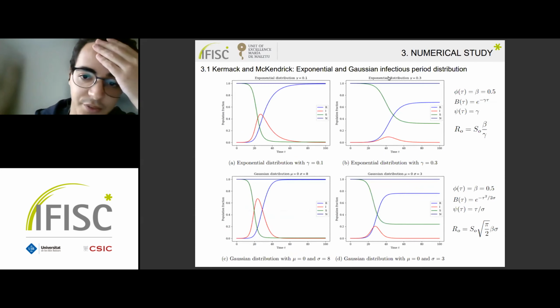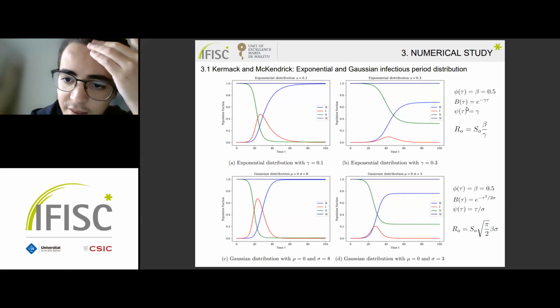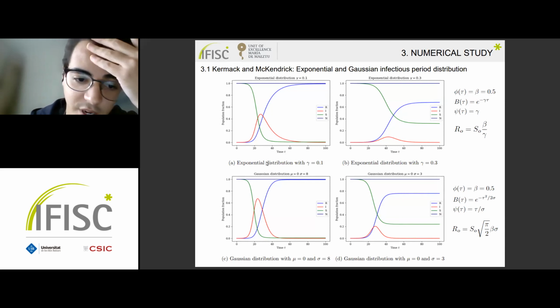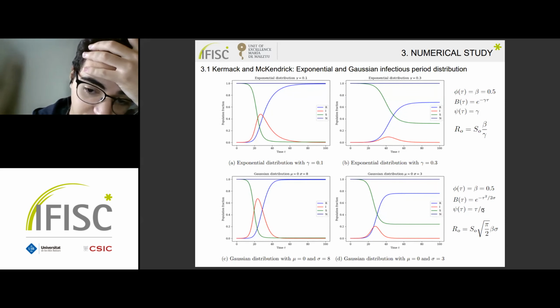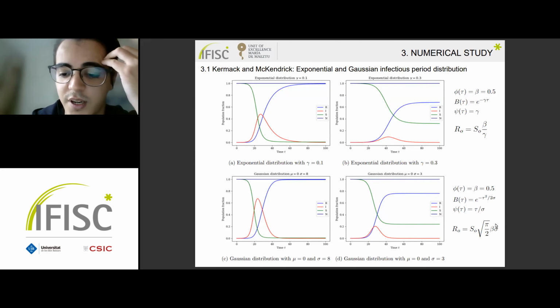So these are the Kermack and McKendrick results. The first two figures represent the SIR model, in which we have a constant infection rate and a constant recovery rate, and the infectious period distribution is an exponential. This is the reproduction number that we saw before. And here we are analyzing the Gaussian model, in which we have a constant infection rate, but a recovery rate that depends on tau, which gives rise to this Gaussian infectious period distribution. And this is the reproduction number that we used before.